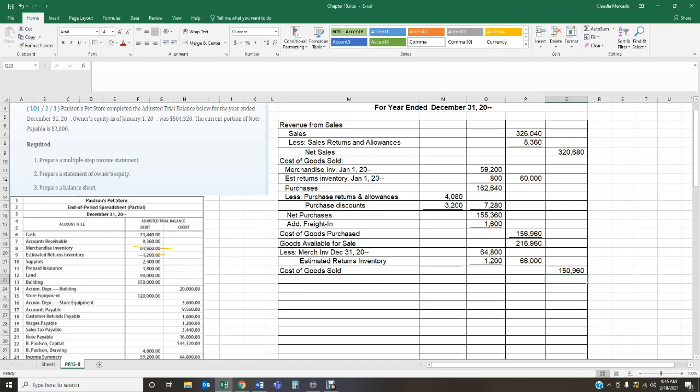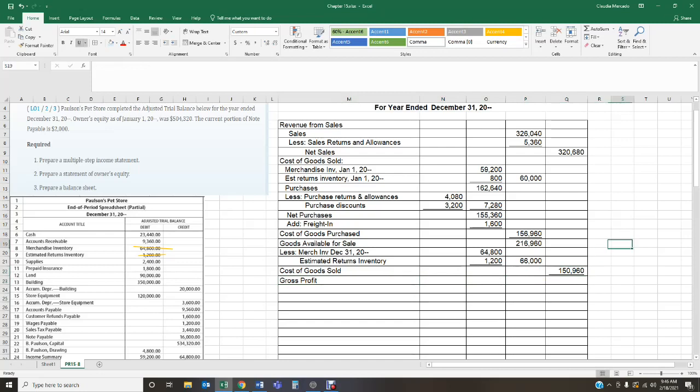Okay. Now we can calculate our gross profit. Our gross profit is going to be our net sales minus our cost of goods sold of 150,960. We're going to get a gross profit of 169,720. Okay.